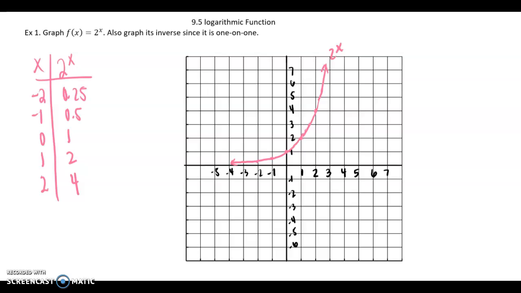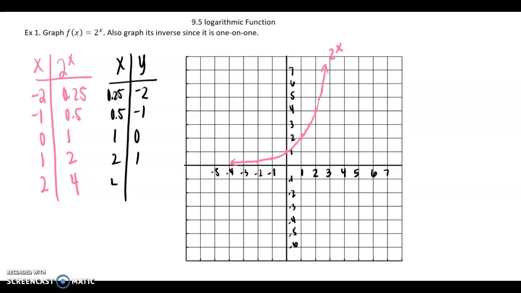Now, this is a one-to-one function because it passes the vertical line test and the horizontal line test, which means it has an inverse. What you would do is take these points and switch the x and the y. So 0.25, negative 2, 0.5, negative 1, 1, 0, 2, 1, and 4, 2. And we're going to graph that now. So that is 0.25, negative 2, 0.5, negative 1, 1, 0, 2, 1, and 4, 2.